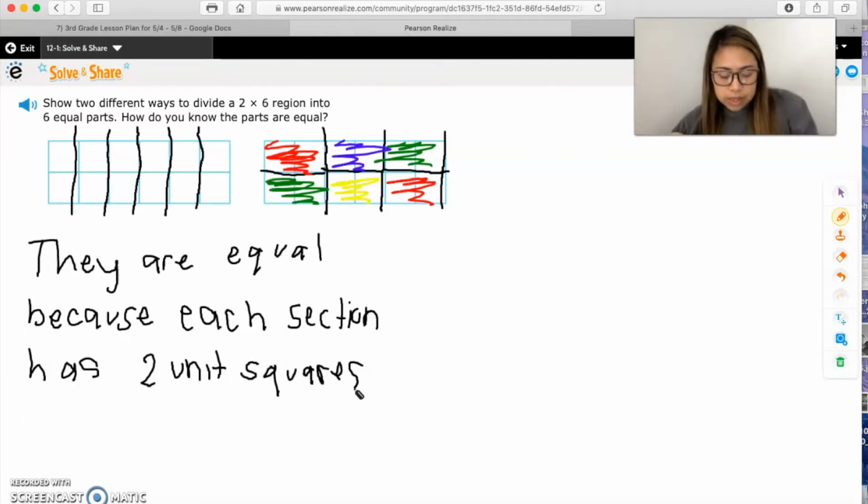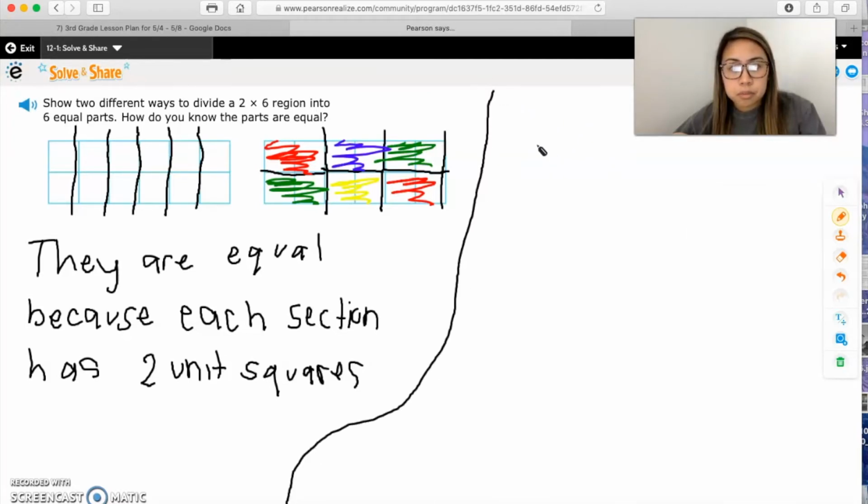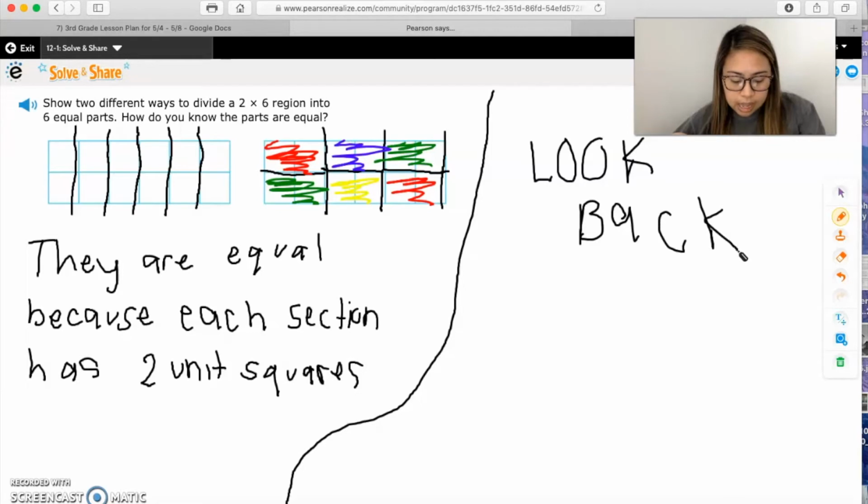Okay, and then for your look back, since I don't have a look back section, I always just divide this. This is your look back. Your look back says, how are the parts of the regions alike and how are they different?